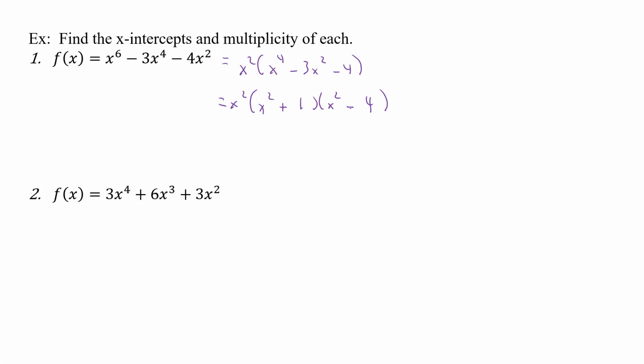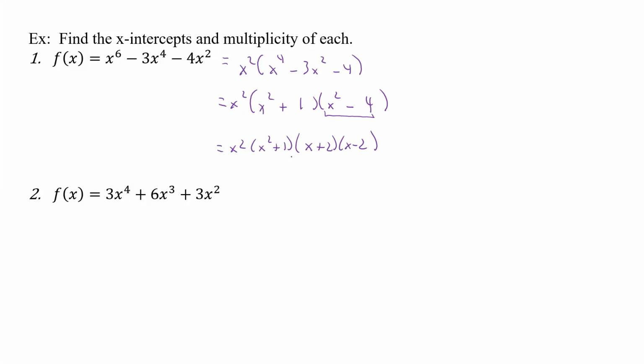Now, that can be factored. That's the difference of squares. This is the sum of squares, which doesn't do anything for us. So that's x squared times x squared plus 1 times, well, this is the difference of squares, so that's x plus 2, x minus 2. Okay. Now, that is as much as we can factor it.